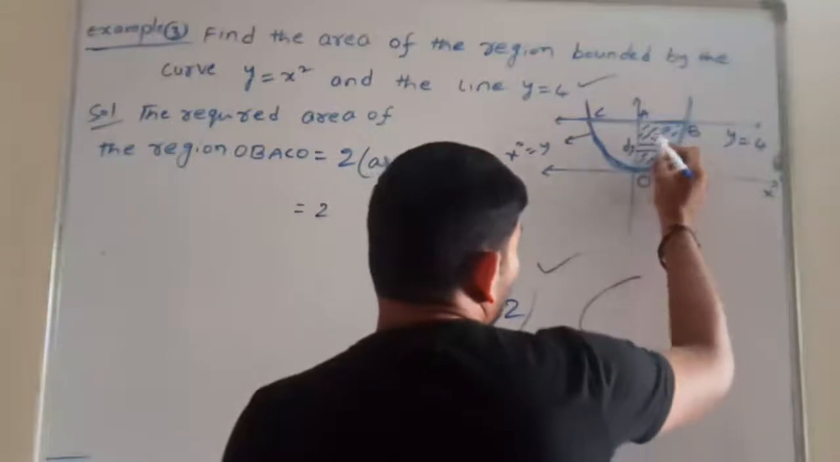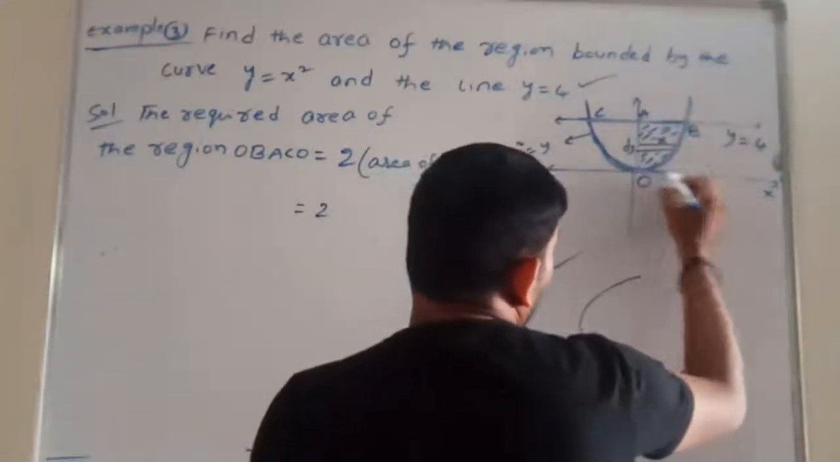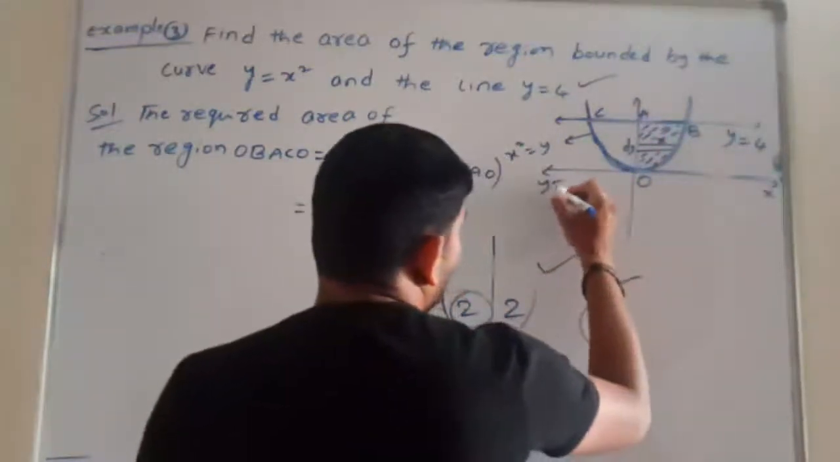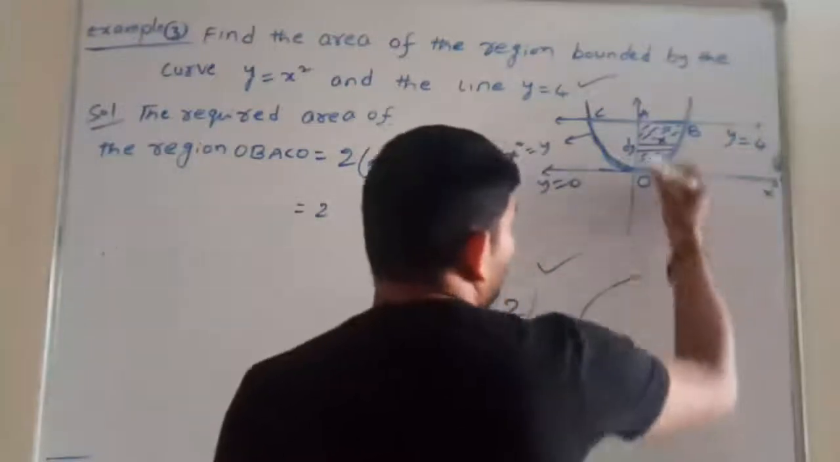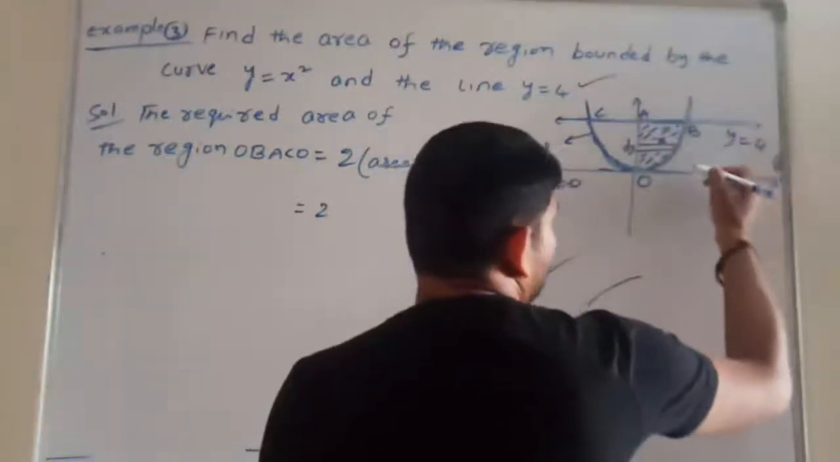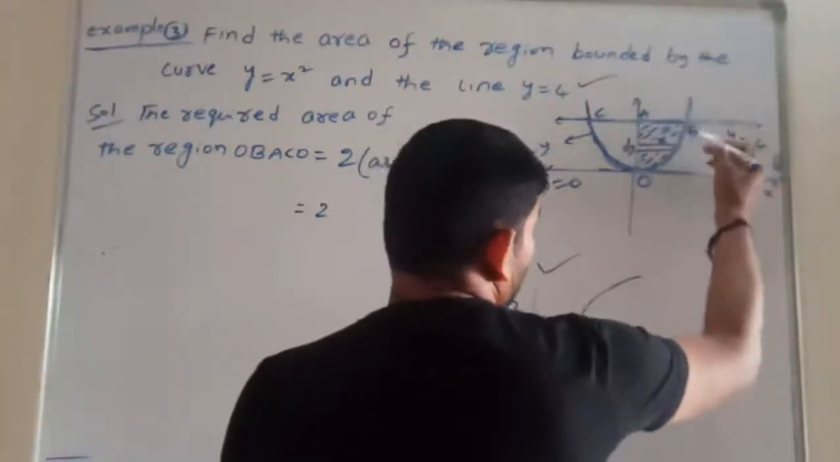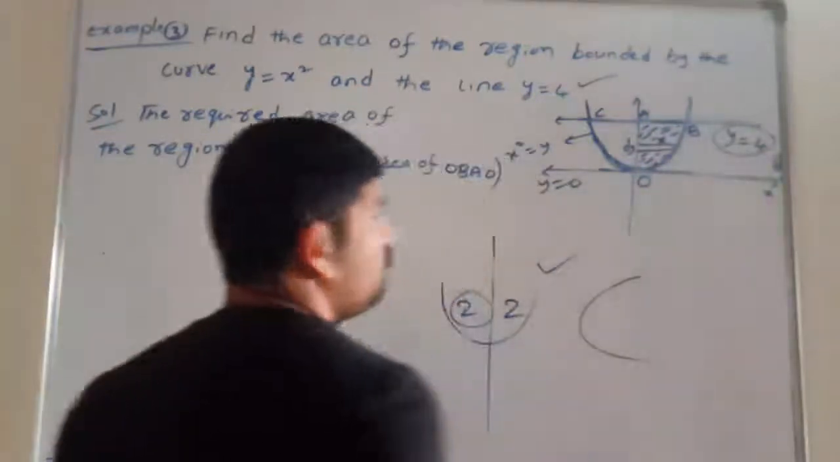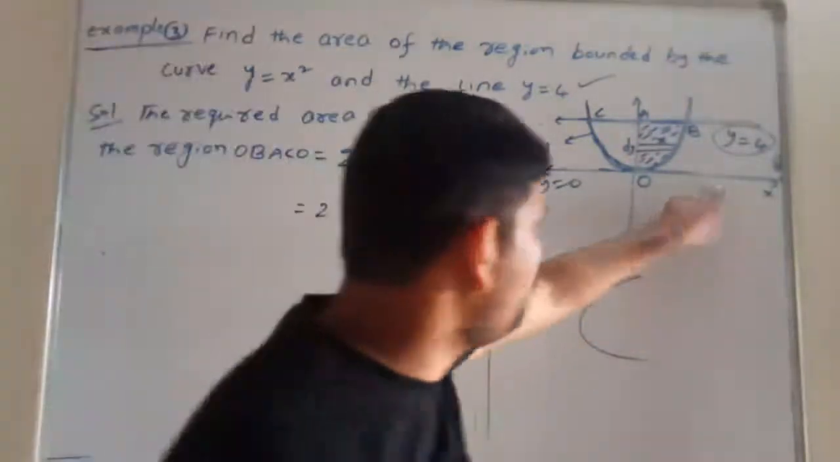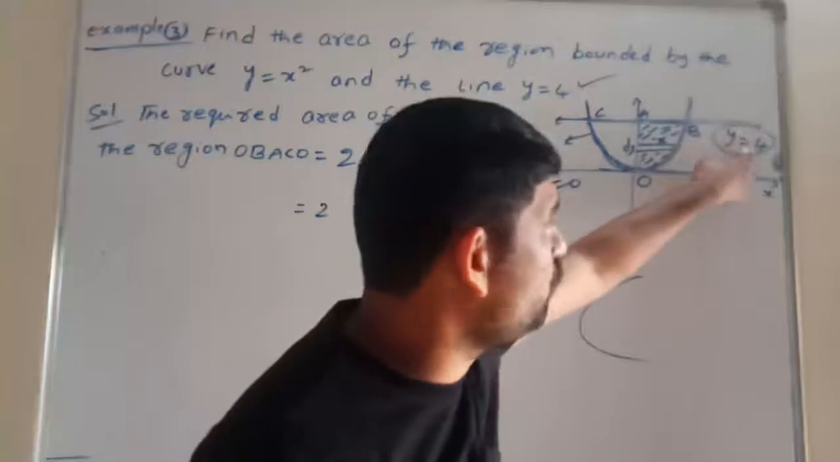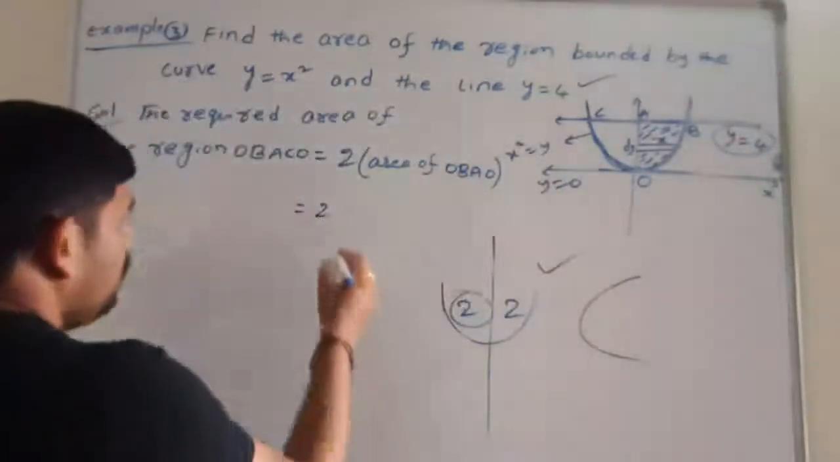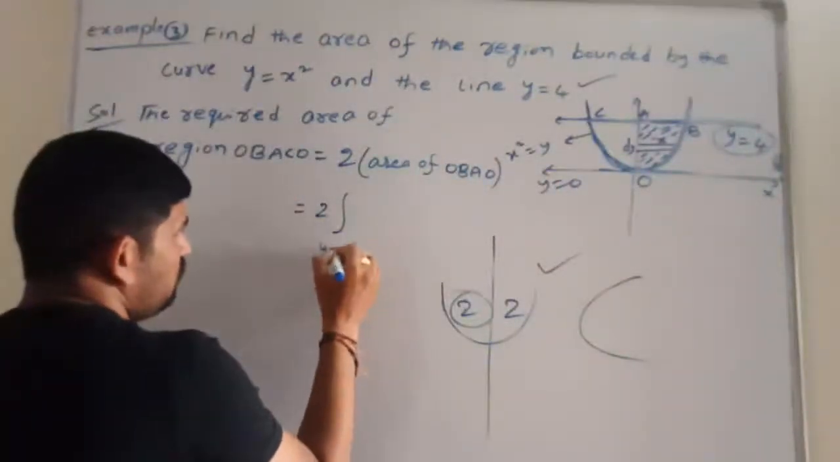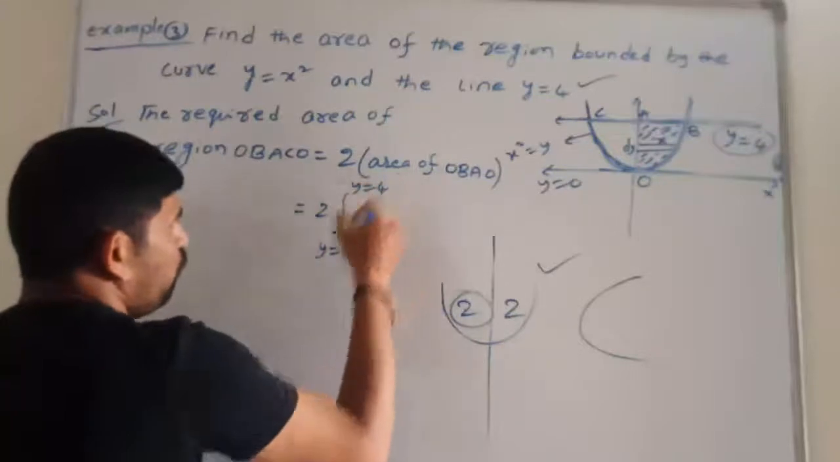After that, see students, what is the lower limit for this area? The lower limit is y is equal to 0. And what is the upper limit? This is the upper limit, y is equal to 4. Lower limit is y is equal to 0 and upper limit is y is equal to 4. Now we can take the integration from y is equal to 0 to y is equal to 4.